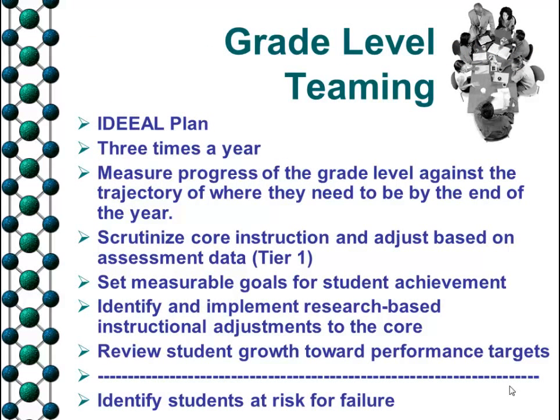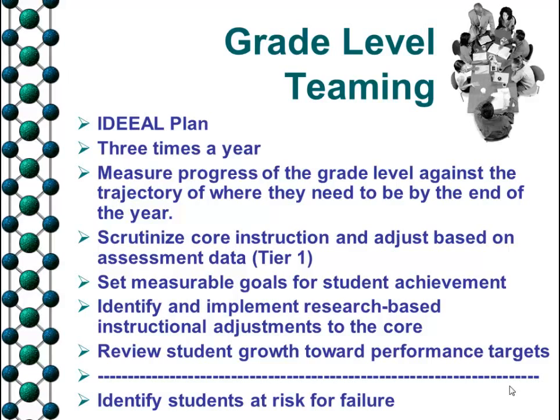The first is grade level teaming. You have heard of the IDEEAL plan. The goal of the grade level teaming is to complete the IDEEAL plan. We will have this meeting 3 times a year, and you can look at it as a form of progress monitoring for grade level standards. We measure the progress of our students from the beginning of the year to the end of the year by looking at where we expect them to be on a trajectory, and are they maintaining that altitude.